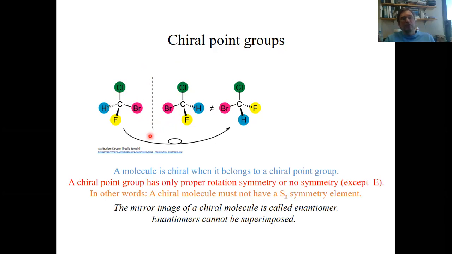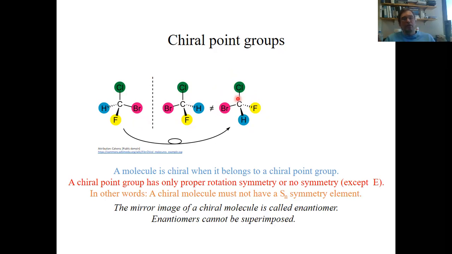If we apply this mirror plane, then we mirror this bromine to this position and vice versa, this chlorine to this position and vice versa, this hydrogen to this position and vice versa, and this fluorine into this position and vice versa. Okay, so these two cannot be superimposed no matter what you do with them, no matter how you rotate them. So really different species, different isomers, different enantiomers.